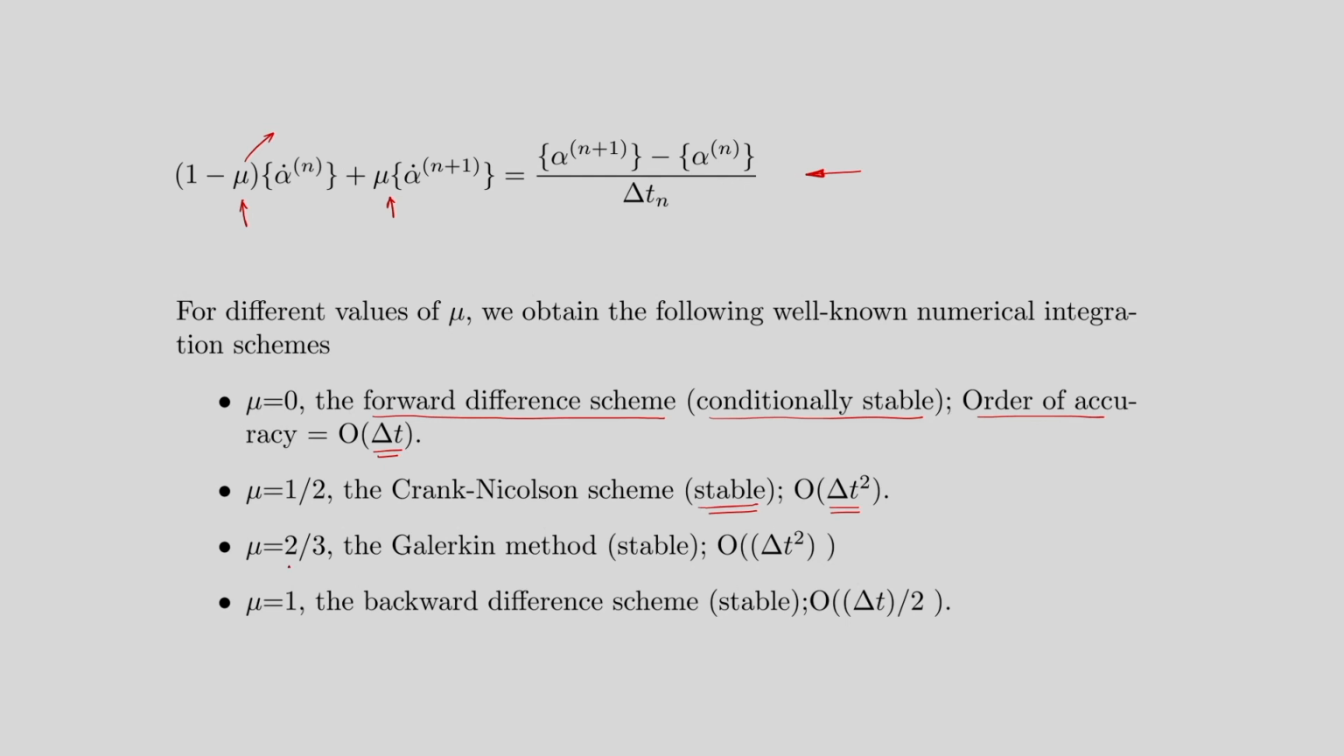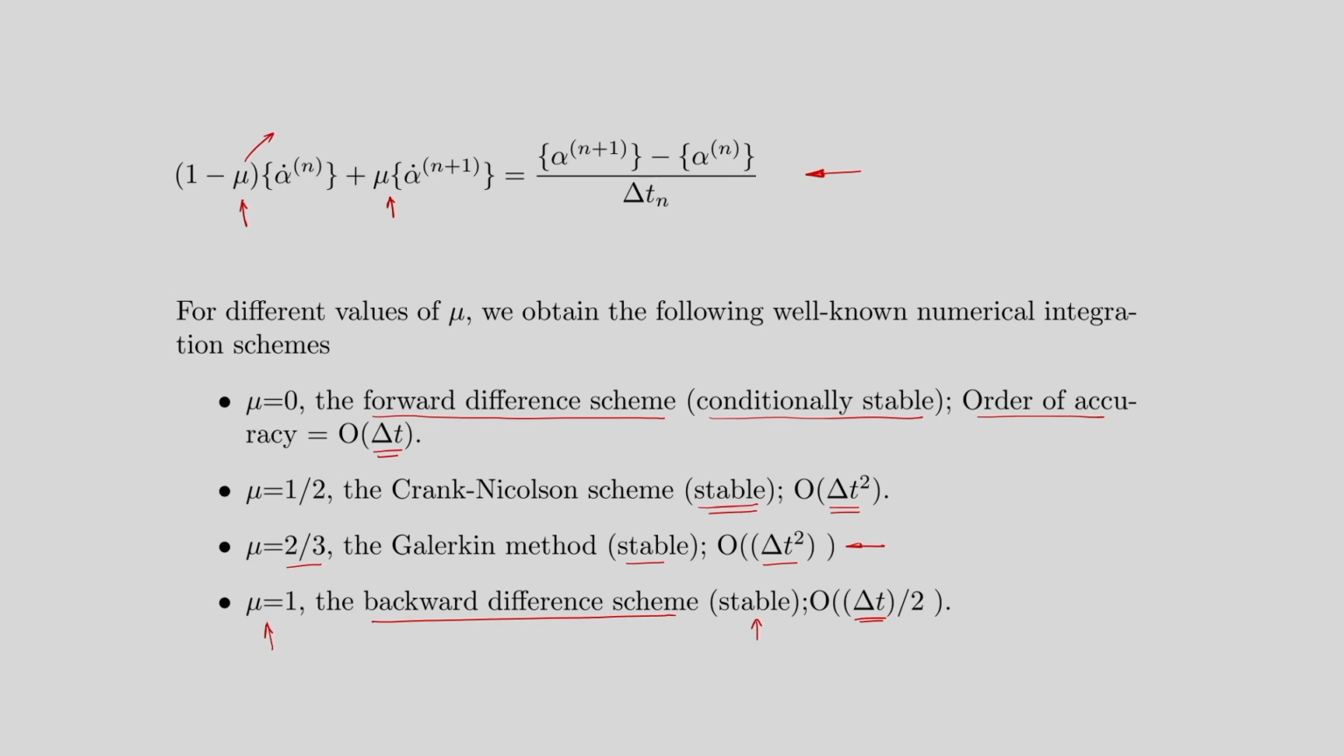Similarly, if we choose mu equal to 2 by 3, we have a method called the Galerkin method, which is again stable and of the order of delta t square. Finally, for mu equal to 1, which is called the implicit method or backward difference scheme, it is stable, but of the order of delta t.